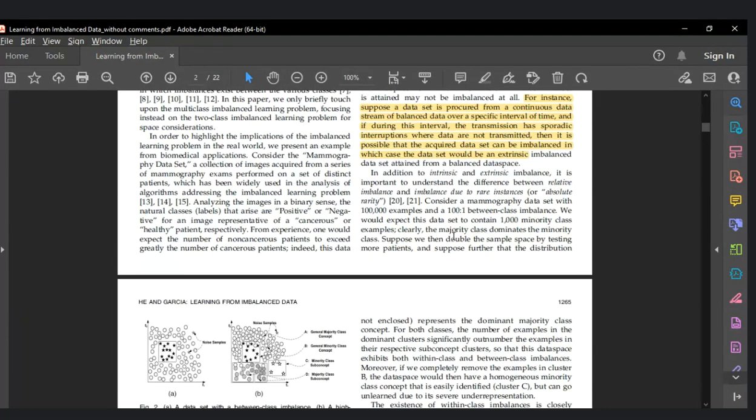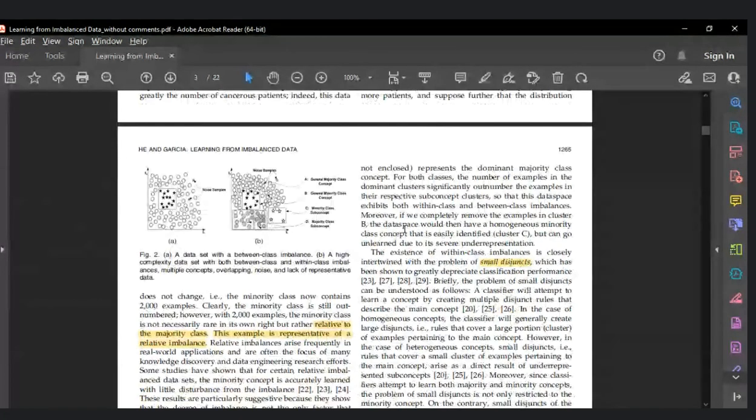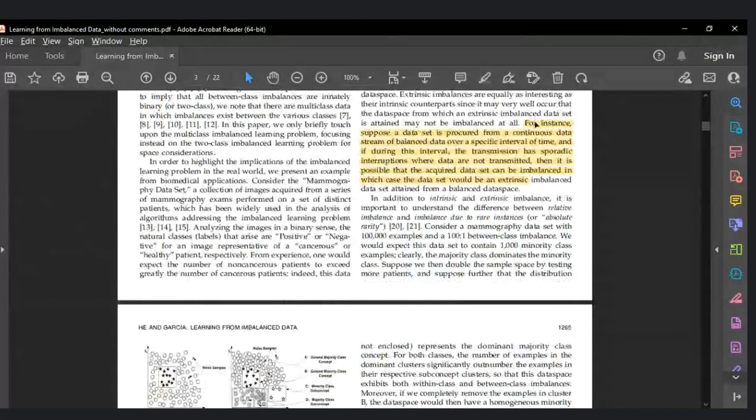This was covered in big detail last week. It's basically saying, in the highlighted area, that this is procured from a continuous data stream of balanced data over a specific interval of time. If during this interval the transmission has sporadic interruptions, then due to this interruption the data set is unbalanced. Otherwise, it probably wouldn't have been unbalanced.